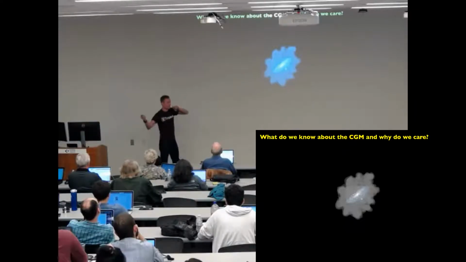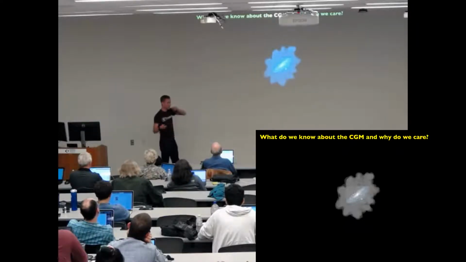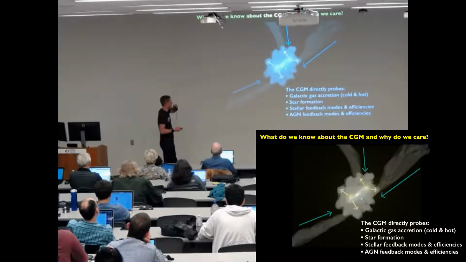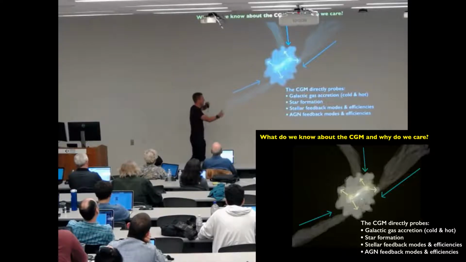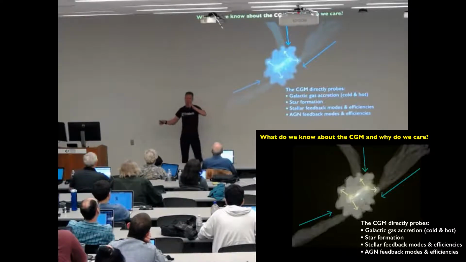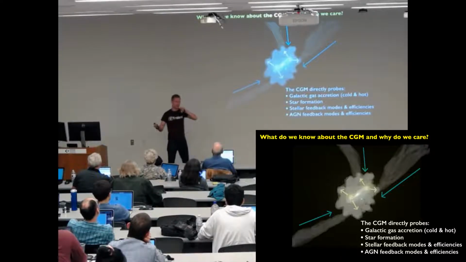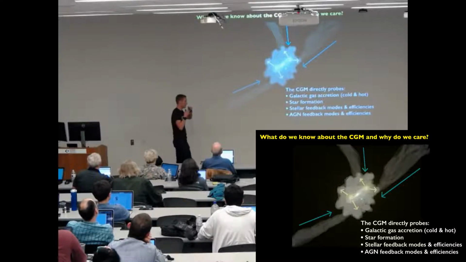So the CGM, as the name suggests, is just low-density gas that surrounds galaxies. It's usually optically thin, so we can't see it in emission very well. It probes a bunch of different things related to galaxy evolution, namely supernova feedback, star formation, and AGN feedback. So it's extremely important for understanding the behavior of these systems, and it might actually explain a lot of the dynamics and the change in the evolution of these systems.